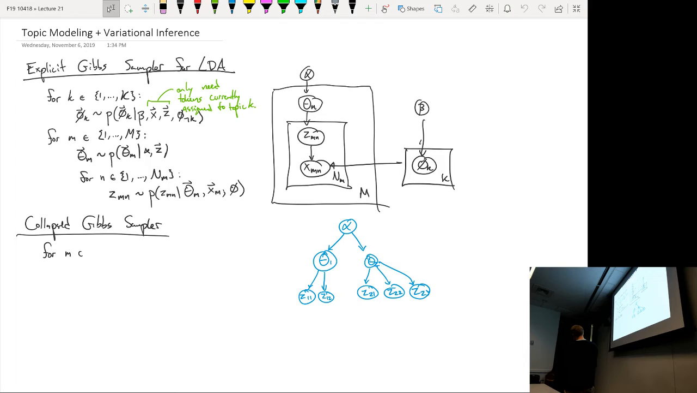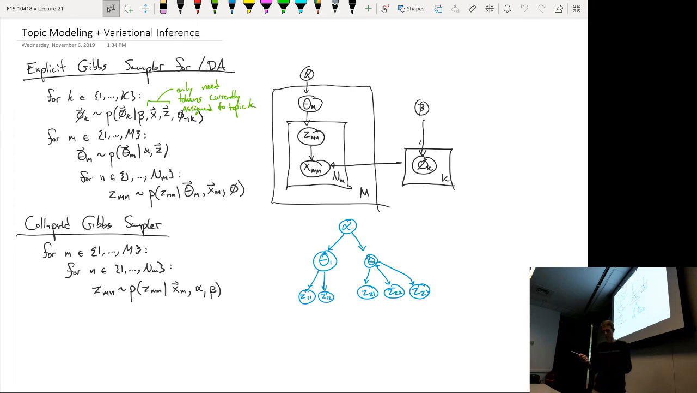So we'll say for each m, for each document, and then for each word in each document, we're going to resample z_mn from a slightly different distribution, which is z_mn given only the x's, and also now the hyperparameters alpha and beta. Before, we didn't have to include the hyperparameters in our full conditional in the explicit sampler, because the parents were showing up for z_mn and the co-parents. But when we integrate over those, it's like we're marginalizing them completely out.